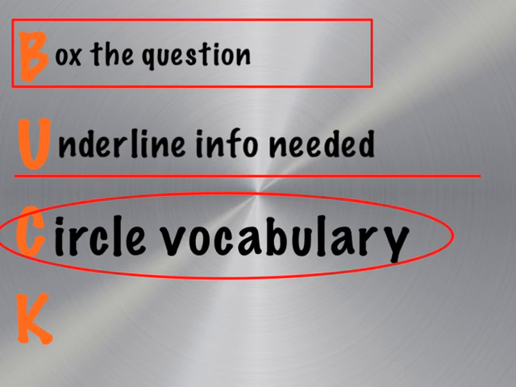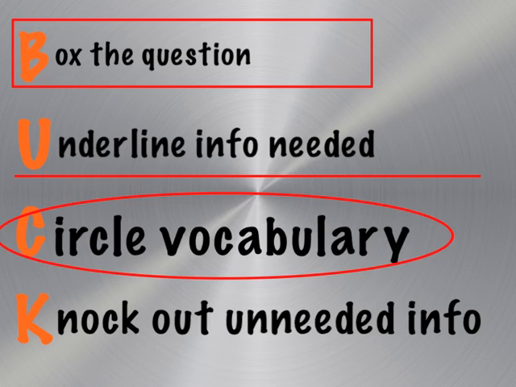And K stands for knock out any unneeded information. You're going to just cross it out. You can put a dashed line or a straight line through, just black out anything that you don't need to solve the problem. A lot of times in word problems, they'll put in extra information to kind of trick you and make the problem a little more difficult.